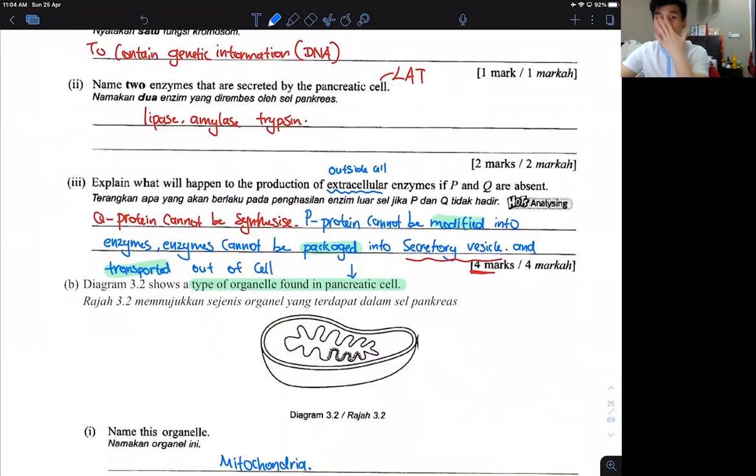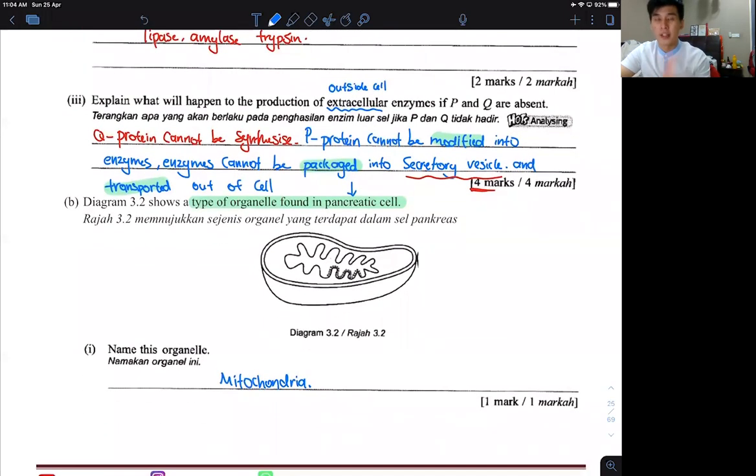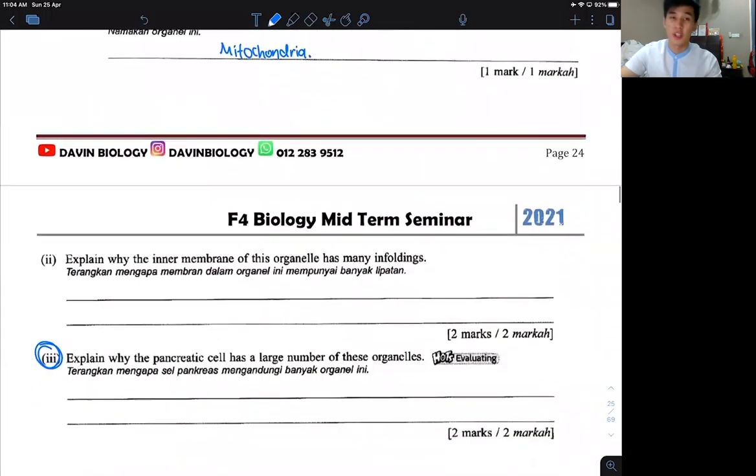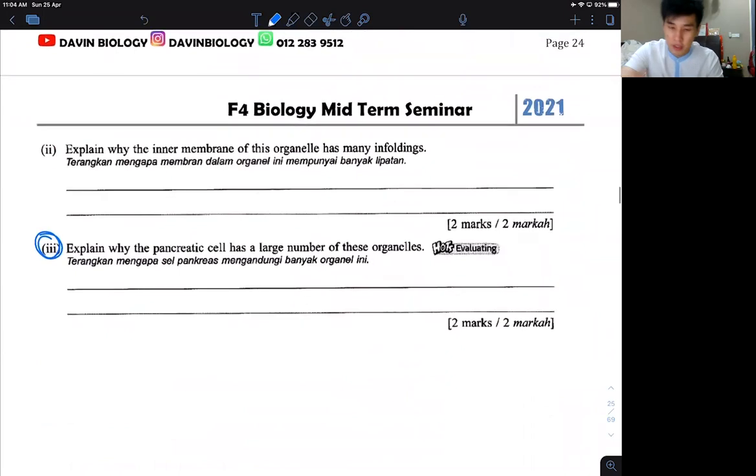But remember, if the question asks what is the organelle found abundantly in the pancreas, we always stick to the original three. I'm scared that sometimes your teacher doesn't really accept this one. But to be exact, mitochondria is also one of the organelles that can be found a lot inside the pancreatic cell.